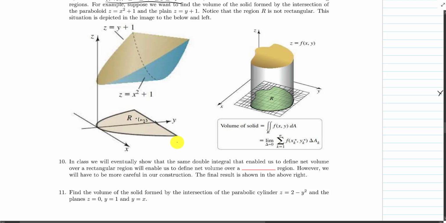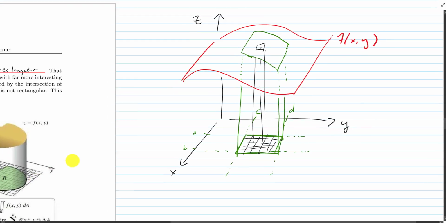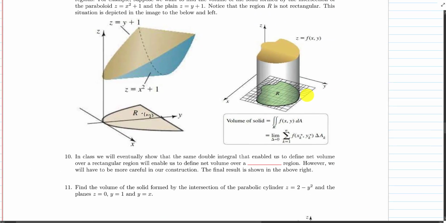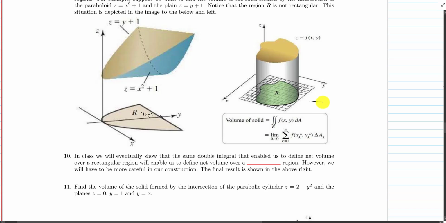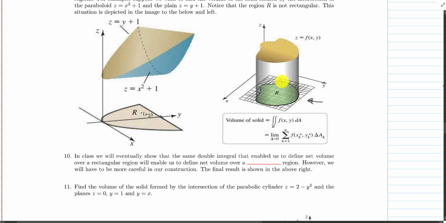Well, this region R is not rectangular. It's not at all like this example here. So what are we going to do? Well, it turns out everything will work out okay in the end, and we will develop that in class. But we're going to start working with some general region R, and we're going to need to be very careful in our description of the region because we no longer have a nice rectangular region here.